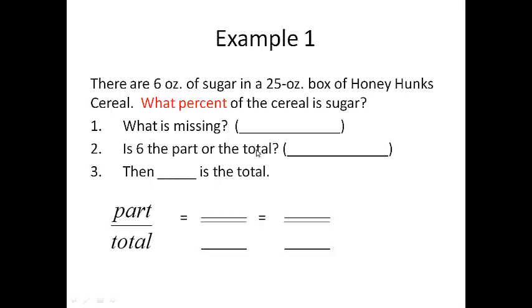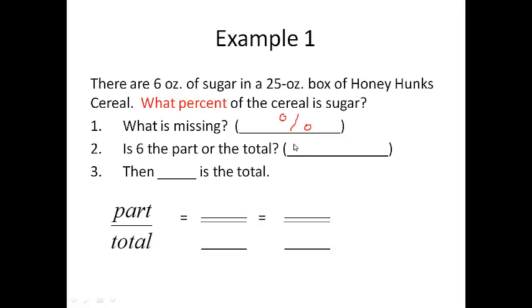Example 1. There's 6 ounces of sugar in a 25-ounce box of Honey Hunks cereal. What percent of the cereal is sugar? The first thing to look for is the percent, because that's easy to see because it has a percent sign after it. So what is missing here? The percent is what's missing because it doesn't give us a number with a percent sign.